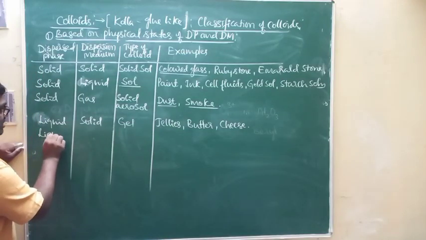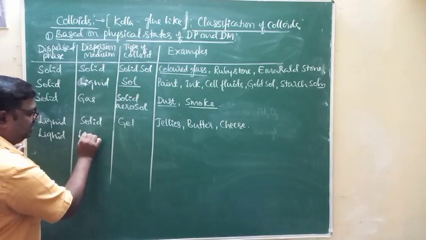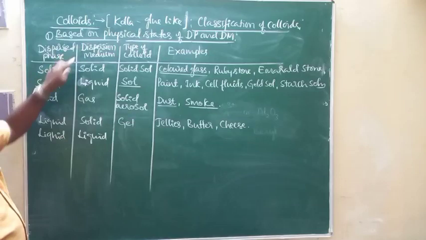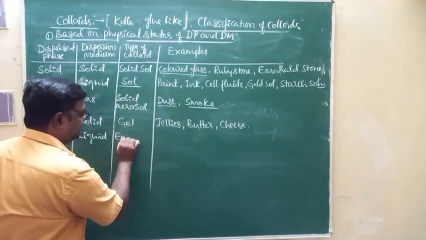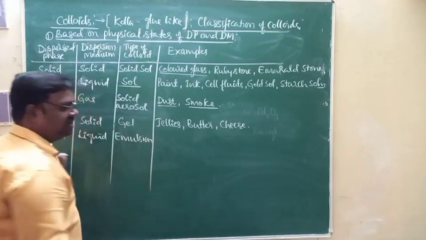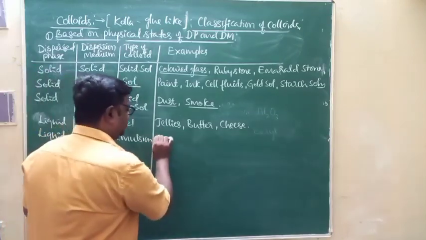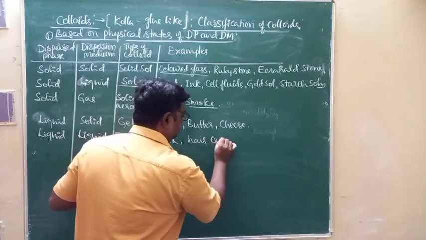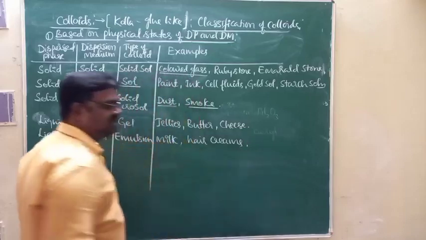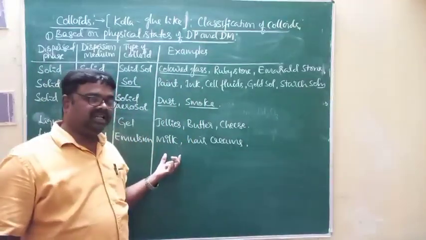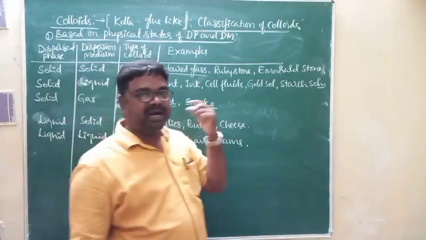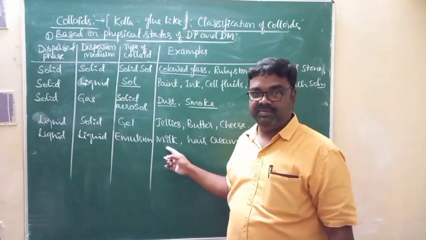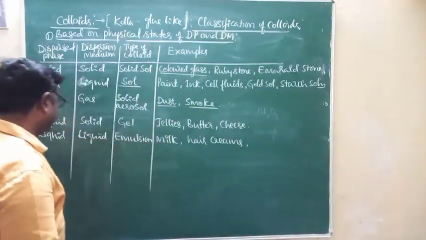And of course, the next type is liquid in liquid. The dispersed phase is a liquid, the dispersion medium is also a liquid, and the type of colloid is emulsion. Examples are milk and hair creams. Milk and hair creams are examples of emulsions. In the case of milk, liquid fat particles are dispersed in water in the presence of certain proteins. That is what we call emulsions. Liquid milk is an emulsion.